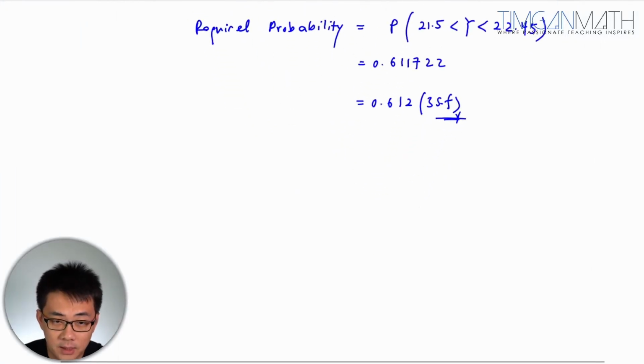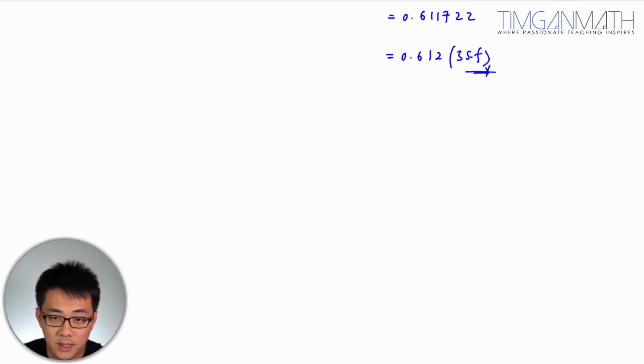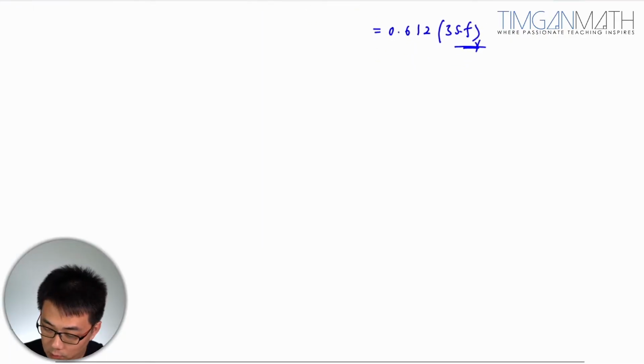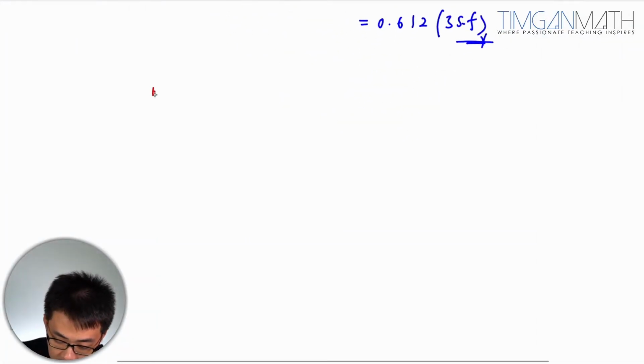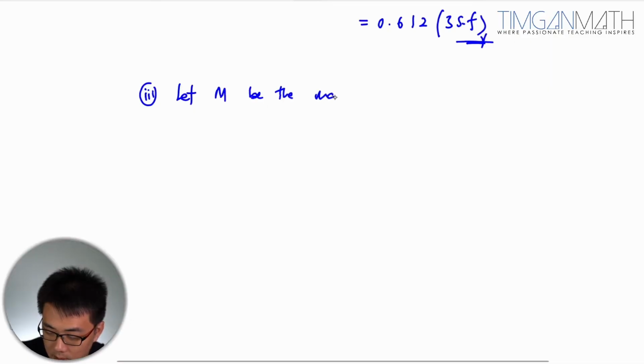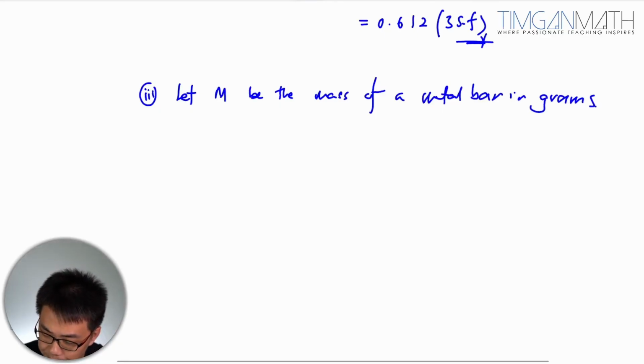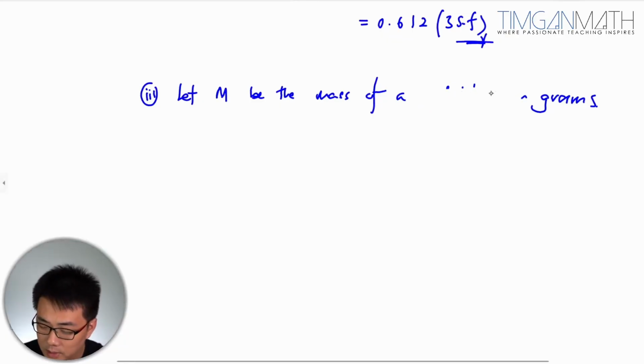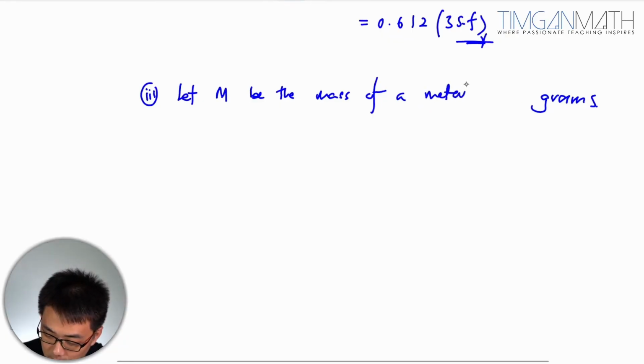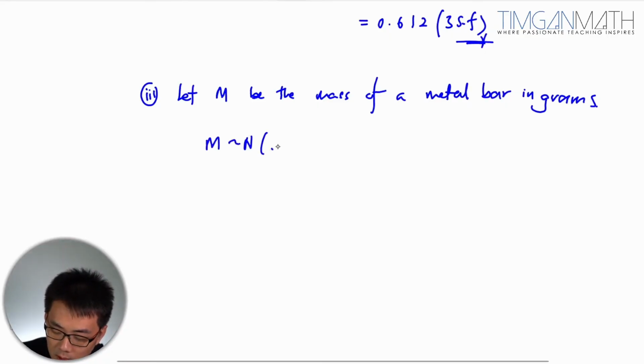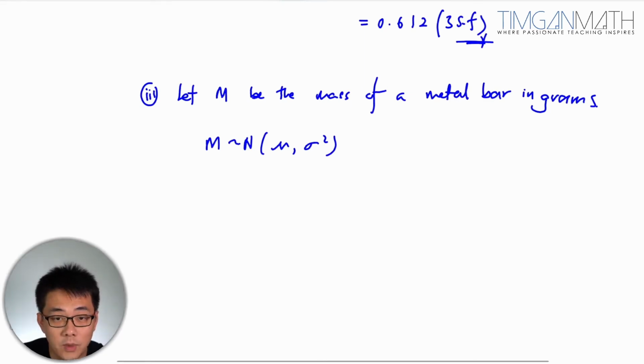So let's look at part 3. The masses of the metal bars are normally distributed with 60% of them having mass greater than 12.2. Because we're looking at the mass, I'm going to let M be the mass of a metal bar in grams. Then we're going to write down what is given to us. M will be normally distributed with mean mu and variance sigma squared.